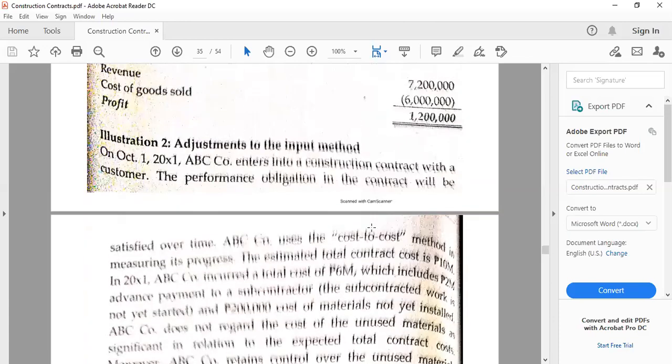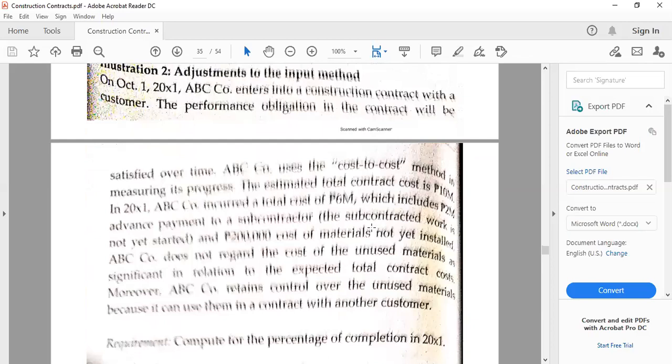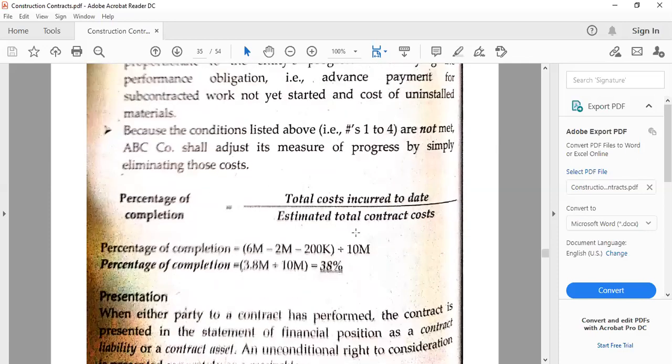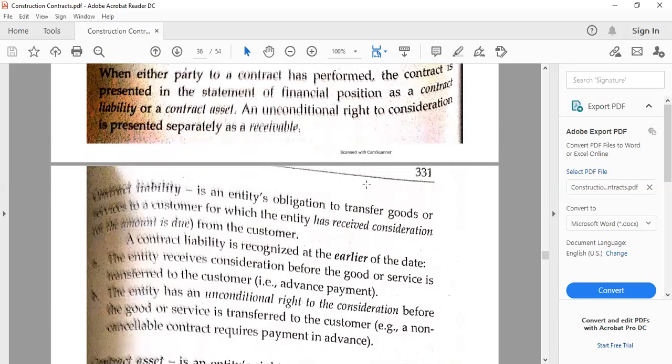Although some would be asking, why did we not deduct these two costs at the bottom figure, wherein in computing 10 million pesos, probably the total cost for the actual incurred costs to date actually included the 2 million pesos advance payment and the 200,000 cost of materials not yet installed. So that could be one question. Anyhow, in the problem, it has been stated that this is the estimated total contract cost. So that's why we just have to put it on the denominator and we get 38%.